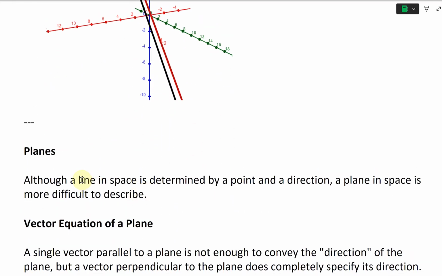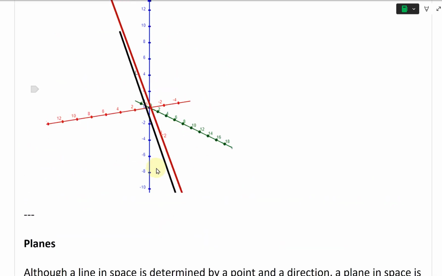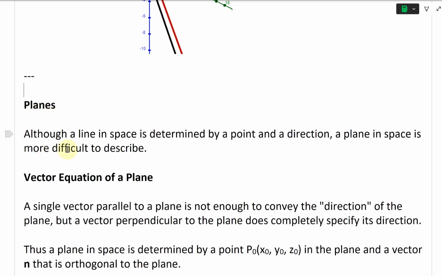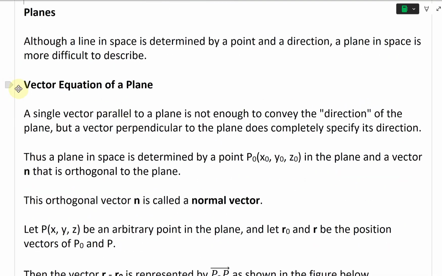All right, now let's go to the next section, and that's on equations of planes. The previous section was on lines. Now we're looking at planes. Although a line in space is determined by a point and a direction, a plane in space is more difficult to describe, and that brings us to the vector equation of a plane.